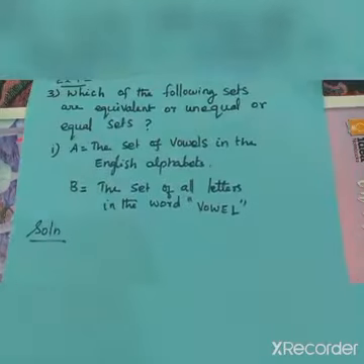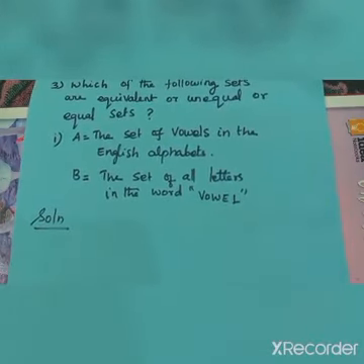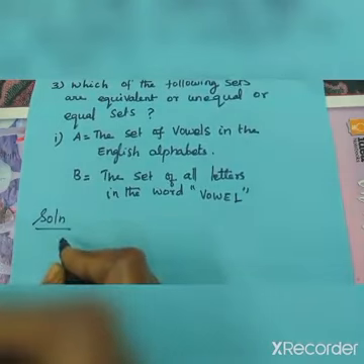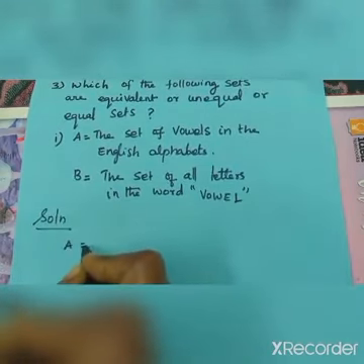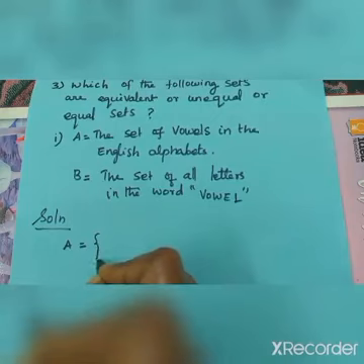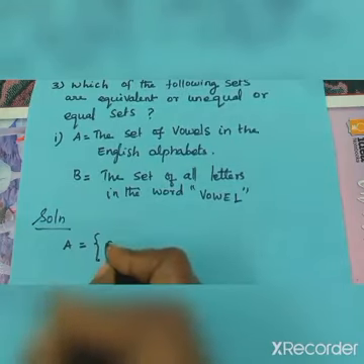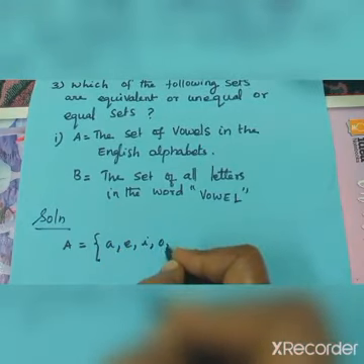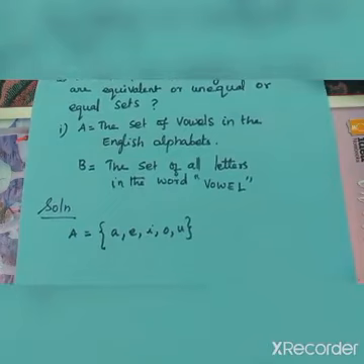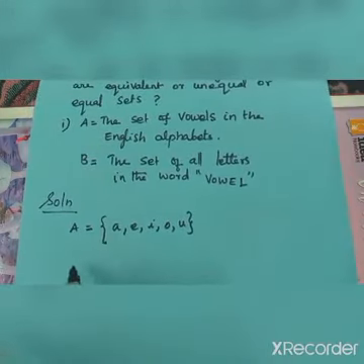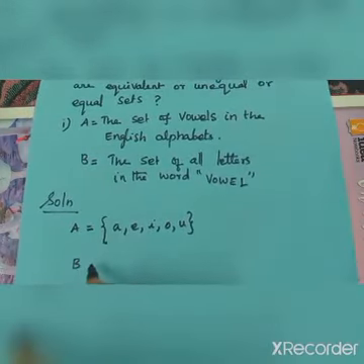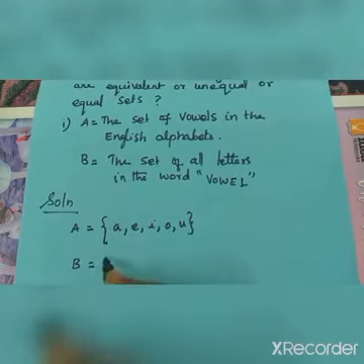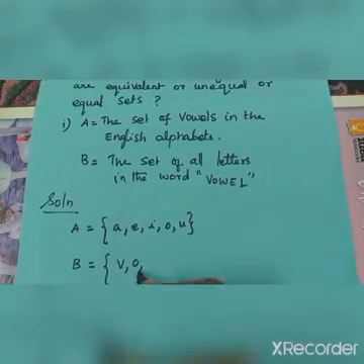So A is equal to the set of vowels in the English alphabet. What are the vowels in the English alphabet? Set mark, that is flower bracket or curly bracket. A comma, E comma, I comma, O comma, U are the vowels, isn't it? So that is set A. Then B is given as the set of all letters in the word vowel. So we have to write B is equal to flower bracket V comma O comma W comma E comma L.